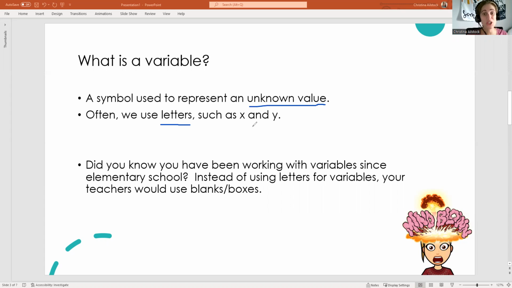Now, this can throw people for a loop, but let me tell you something. You've actually been using variables since elementary school. Just in elementary school, the symbols that your teacher decided to use were often either blanks, or maybe they used boxes. So you've always been working with variables. You've always been working with unknown values. We just used to write it a little bit differently. Let me show you what I mean by that.